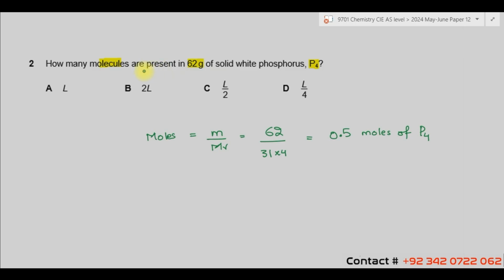Alright, now let's find the number of molecules. As we know, 1 mole of any substance contains Avogadro's number of particles. Avogadro's constant is also denoted by capital L, which is 6.02 times 10 to the power 23. So 0.5 moles will be half of L, and half of this means 3.01 times 10 to the power 23. So correct answer is C.